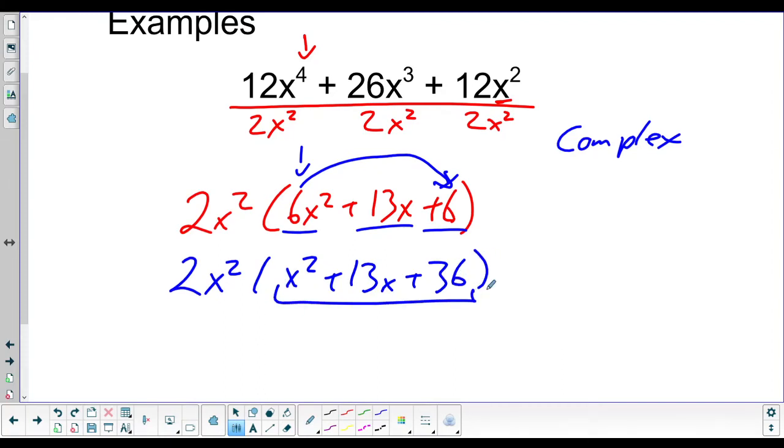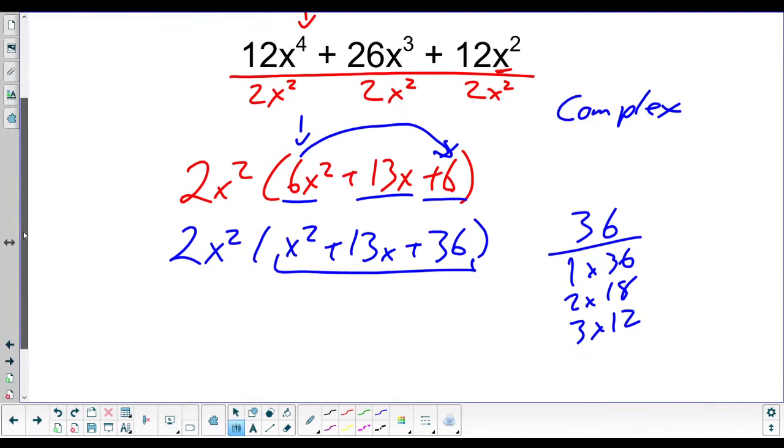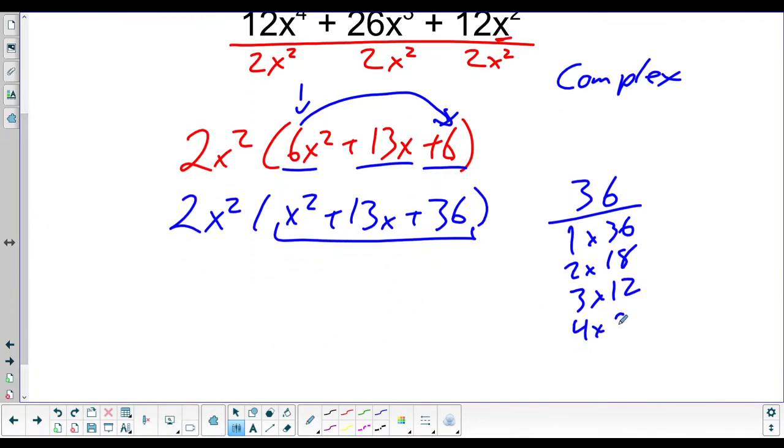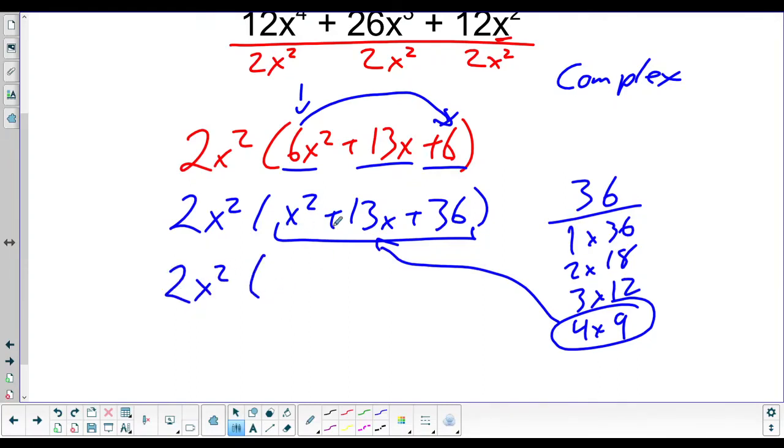We're trying to factor this. So we're going to look at our factors of 36. There's 1 times 36. There's 2 times 18. There's 3 times 12. There's 4 times 9. Ooh, that's the money shot right there. That's how we get a 13. So again, bring down your GCF. It's your little brother. Don't lose it. This factors to x plus 4 and x plus 9.